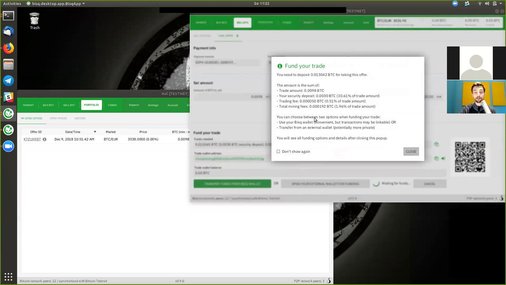Of course, that depends on the current situation of the mempool. And because we are trading almost no Bitcoin here, the percentage amount is rather large. But the total fee is really just the trading fee here that goes to the Bisq DAO.